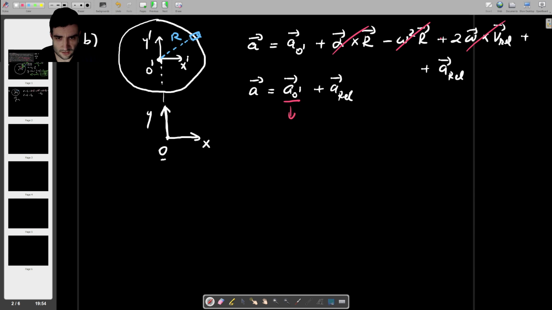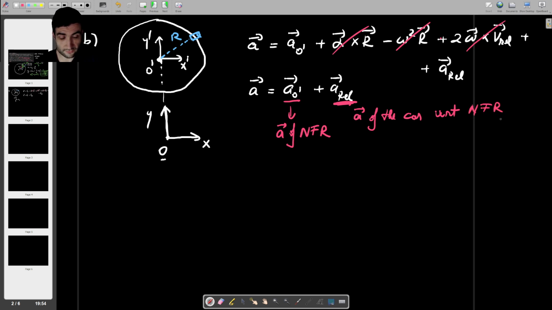So this turns into the acceleration of the non-inertial frame of reference, and this is the acceleration of the car with respect to the non-inertial frame of reference. I don't know if this is a standard way to abbreviate, but I'll just leave it.